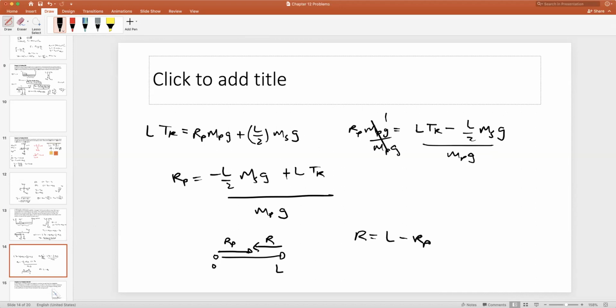I hate when WileyPLUS does that. Unfortunately, it does that a lot.